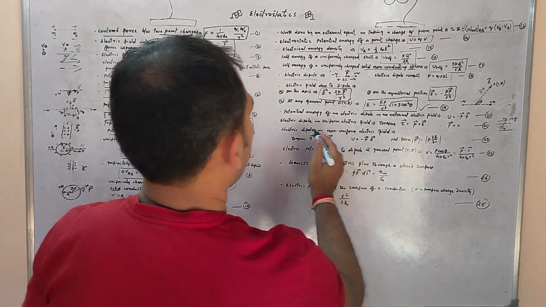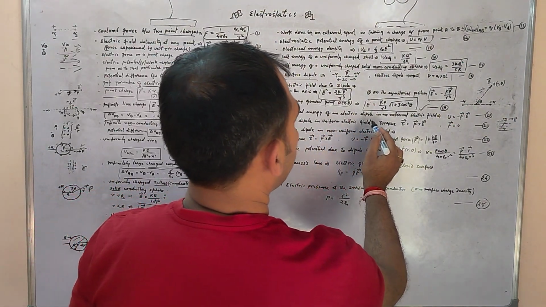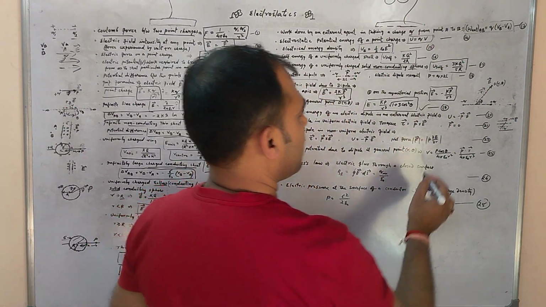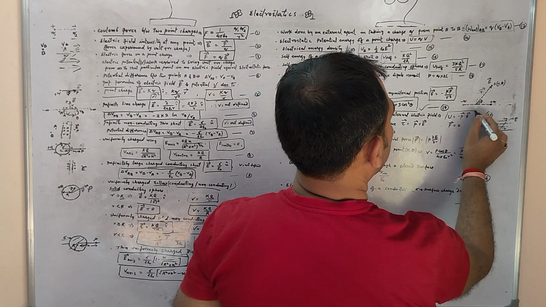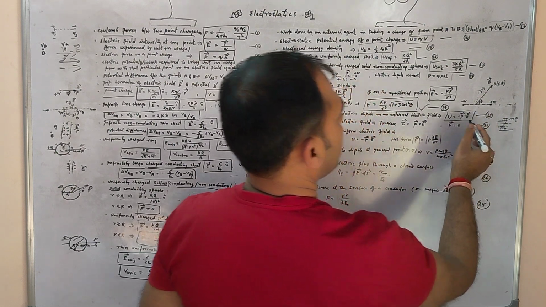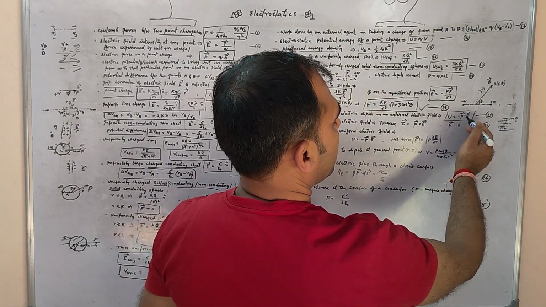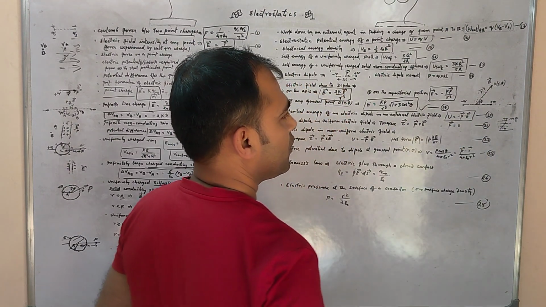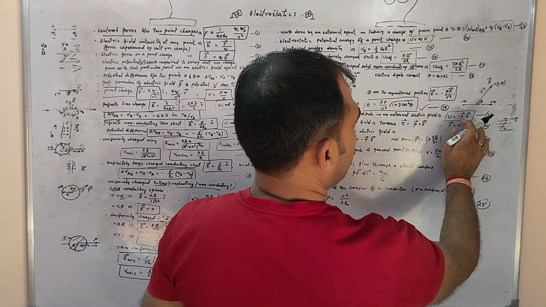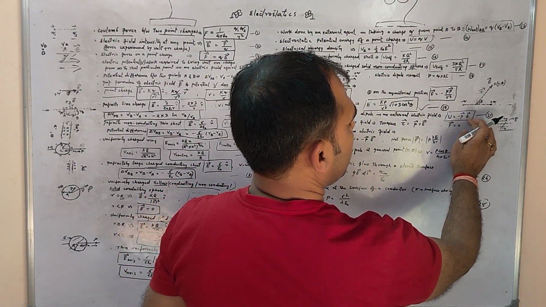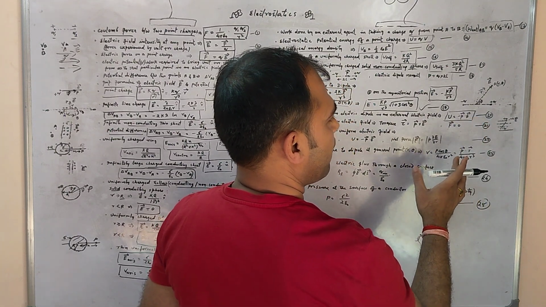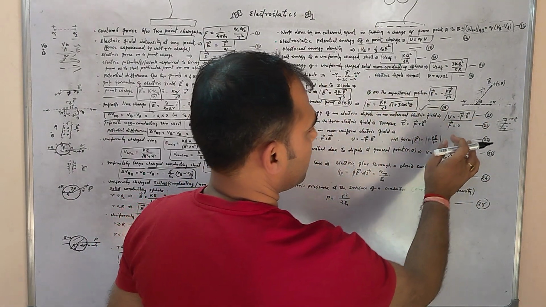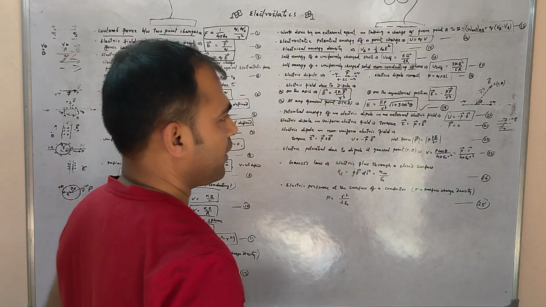Now potential energy of an electric dipole in an external electric field can be given by U equals minus vector P dot vector E, where P is the electric dipole moment and E is the electric field at that particular point.